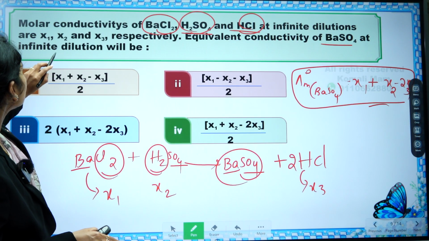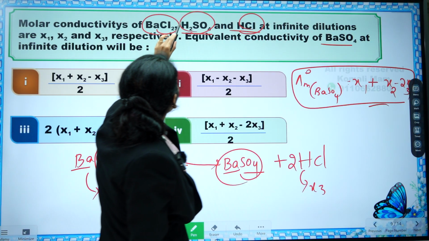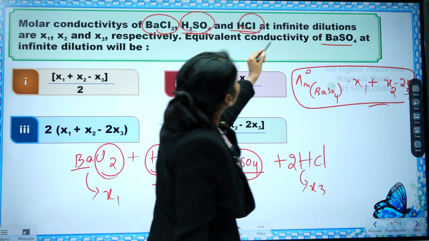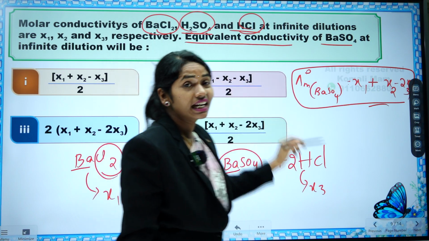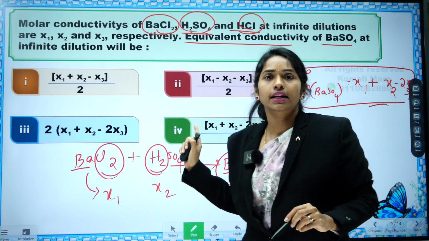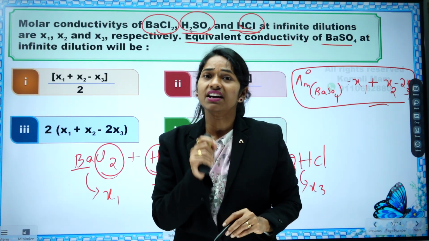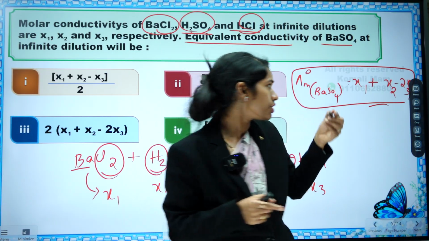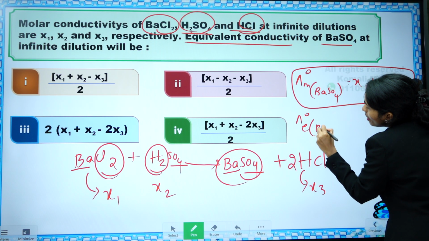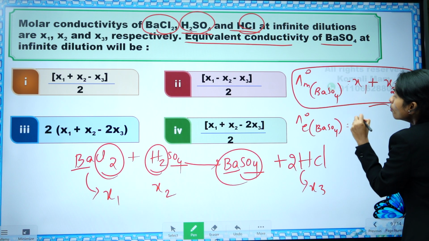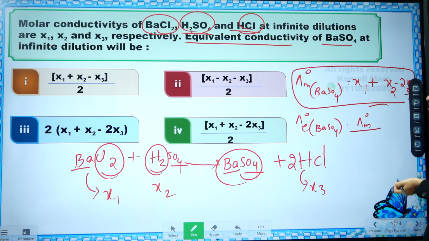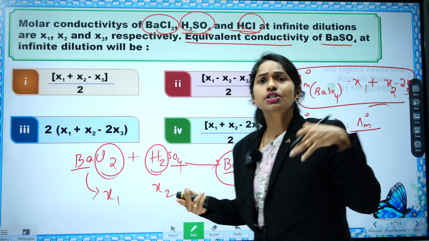Molar conductivities of barium chloride, H2SO4, HCl at infinite dilutions are given. Okay, they were asking equivalent conductivity, not molar conductivity. This is the formula of what we found? Molar conductivity. But in the question, what are they asking? Equivalent conductivity. What is the relation between both, students? Tell me. Equivalent conductivity of barium sulfate is equal to molar conductivity at infinite dilution by charge. What is the charge? Either cation charge or anion charge.